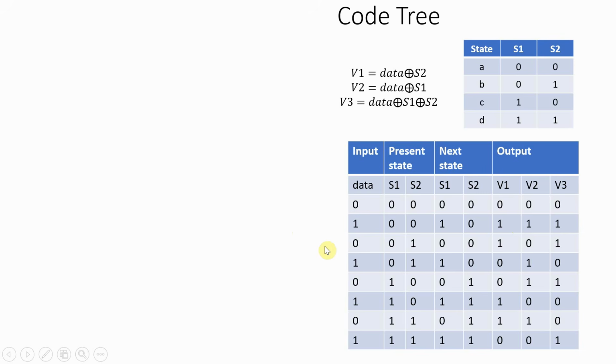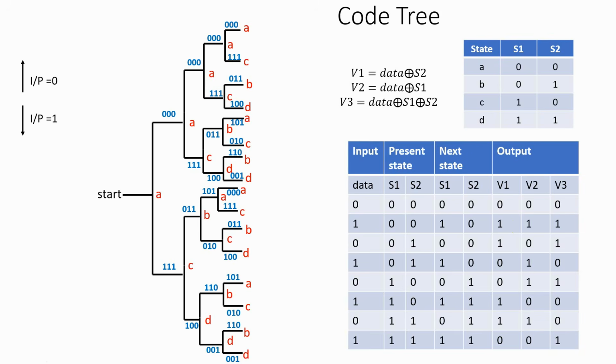Now let us draw the code tree. So this is the code tree for the given example. I will explain how this is obtained. For designing the code tree, we will always start with state A. We always start in state A, and when we are in state A, if 0 arrives, we go upwards, and if 1 arrives, we go downwards. So let us start with state A.